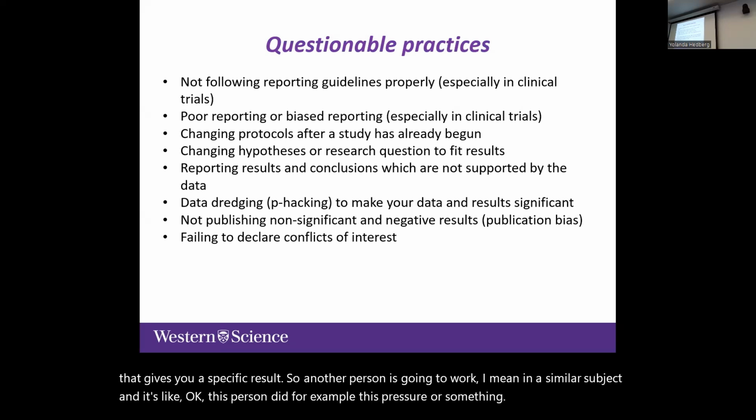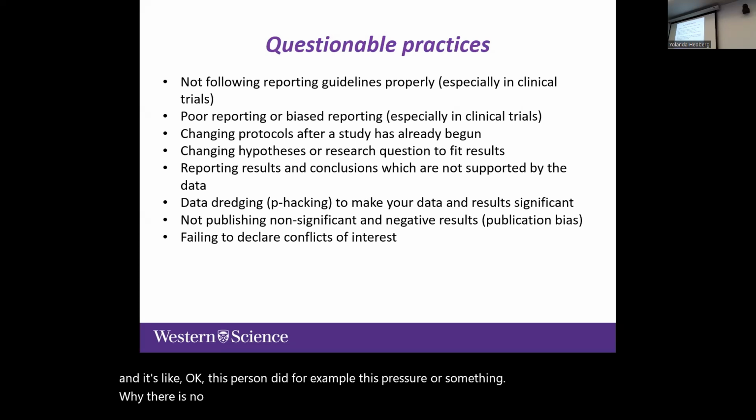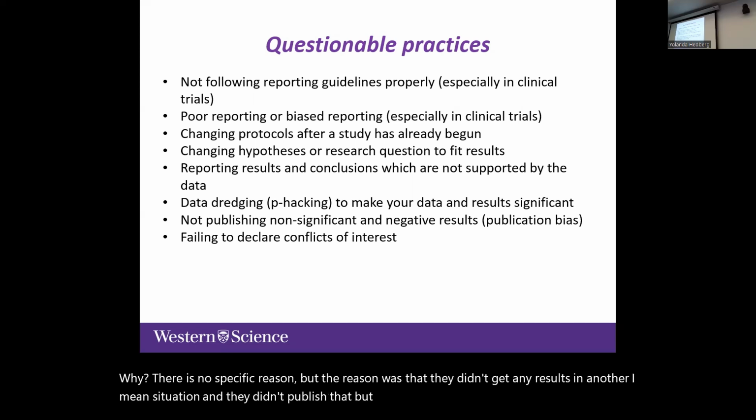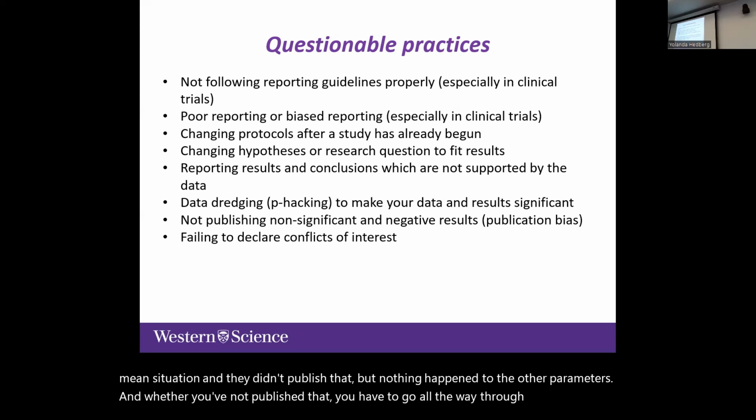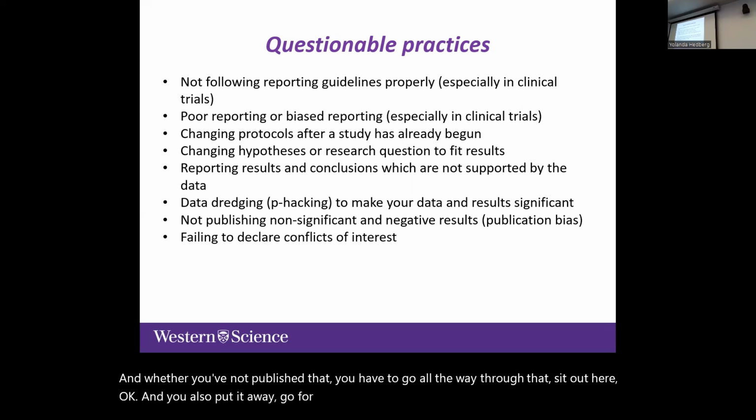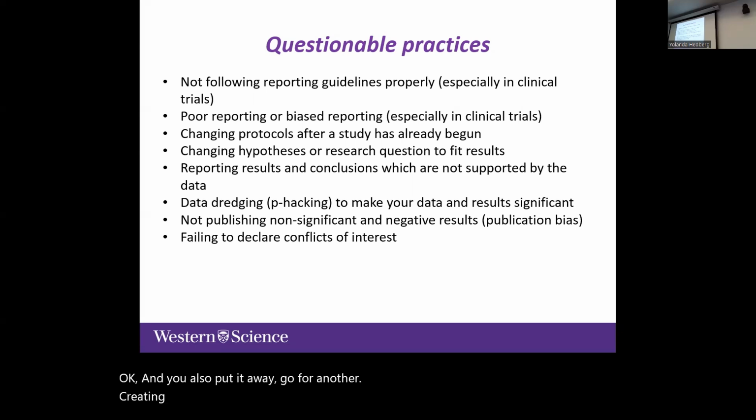Why? There is no specific reason, but the reason was that they didn't get any result in another situation, and they didn't publish that nothing happens with the other parameters. And when they did not publish that, you have to go all the way through that and also put it away, go for another parameter. Exactly. And it's just creating so much waste of time and money, and so many graduate students that suffer. Think about that. Yeah, we really need to publish more negative results.